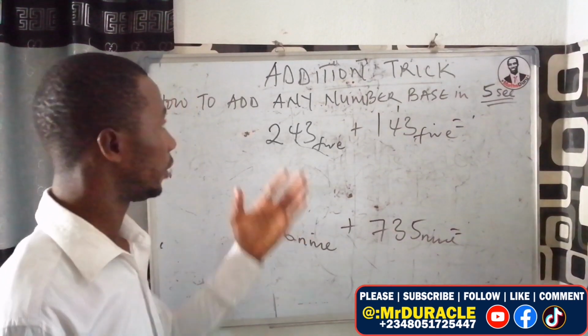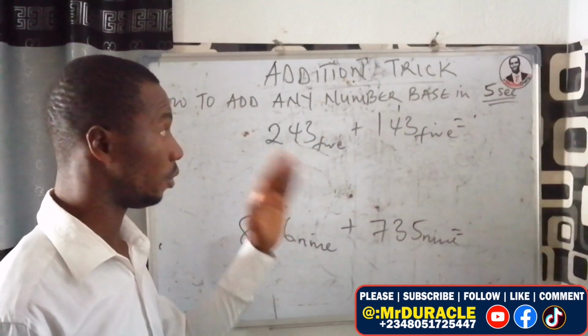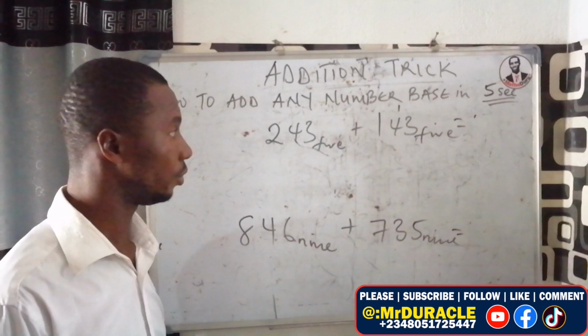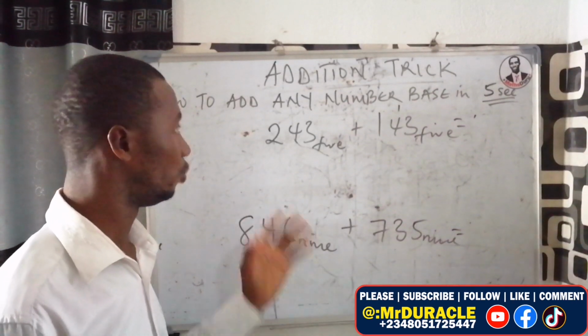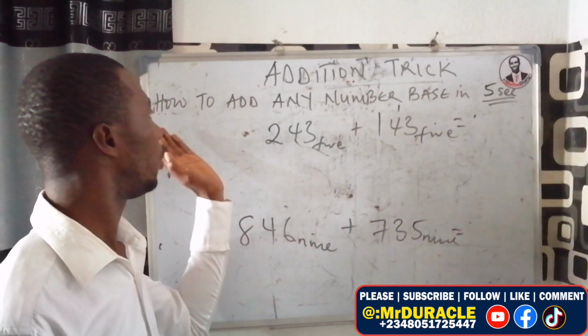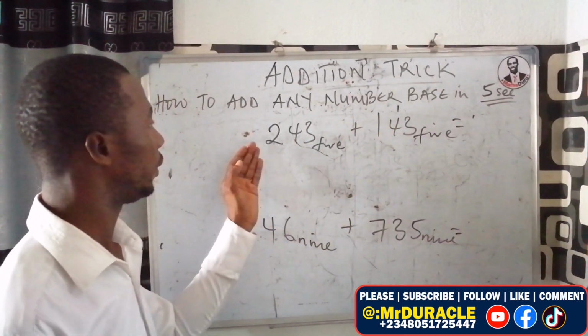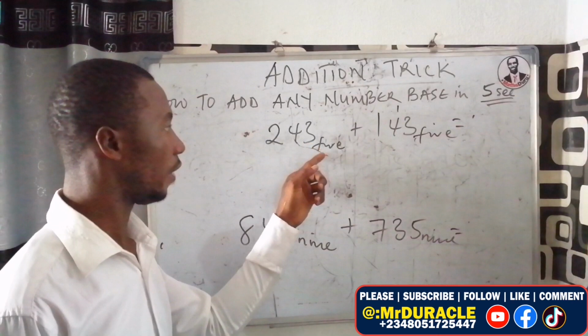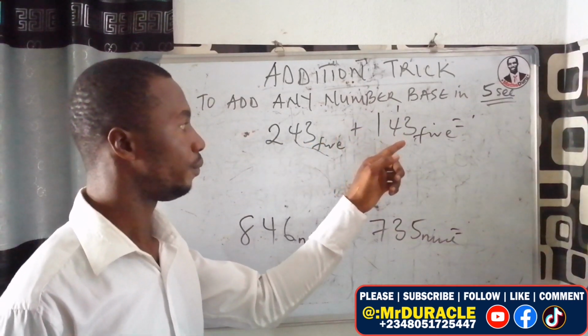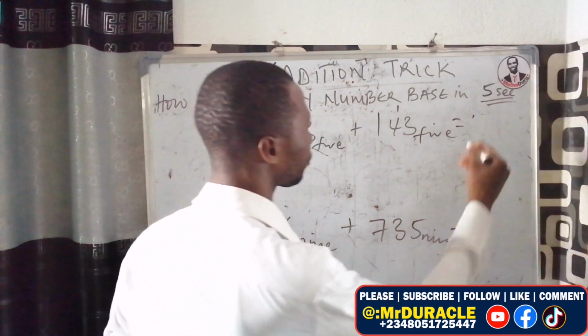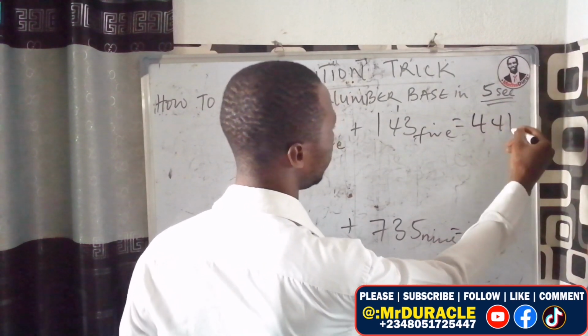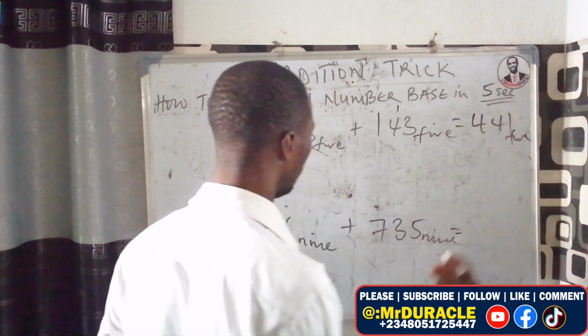Hello, everyone. We are still in addition tricks. We are not done with addition tricks. There are so many things we need to do here. But this time around, we're looking at how to add any number base in 5 seconds. Like we have it here on the board: 243 base 5 plus 143 base 5. The answer is 441 base 5.